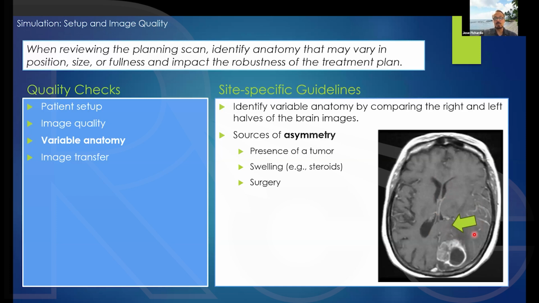Typically, you don't have to because you'll have pre and post surgery images. So that shouldn't be a case, but you never know.